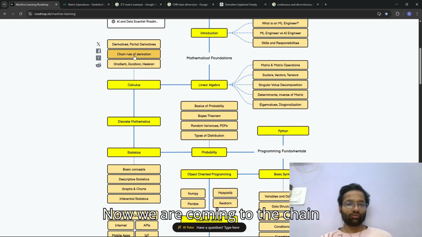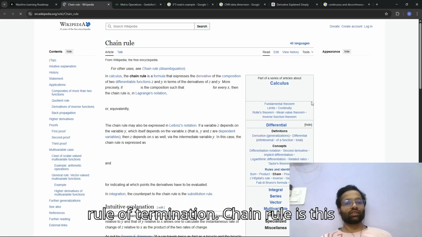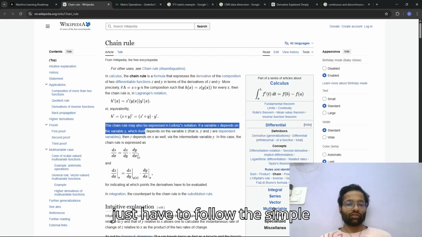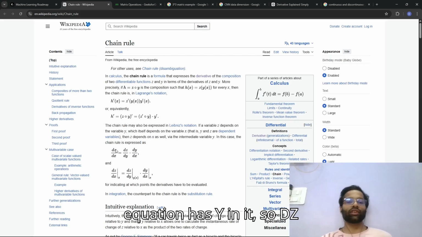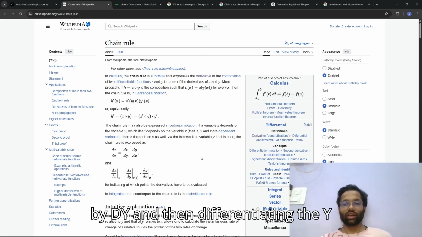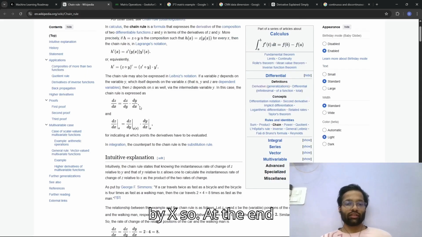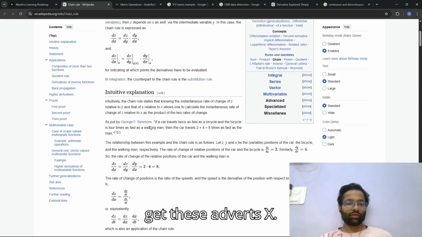Now we are coming to the chain rule of differentiation. Chain rule is very simple. You just have to follow the simple mathematics. dz by dx, suppose the equation has y in it. So dz by dy and then differentiating y by x. So at the end, the dy terms cancel and you get dz by dx.